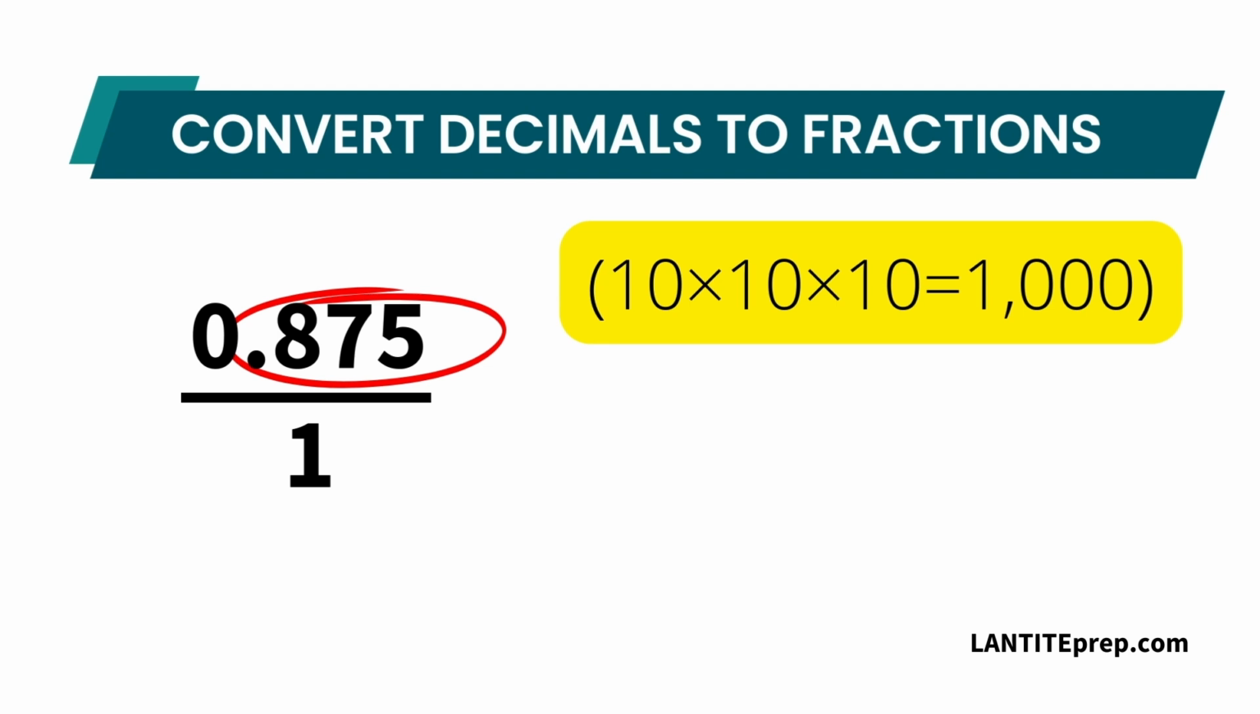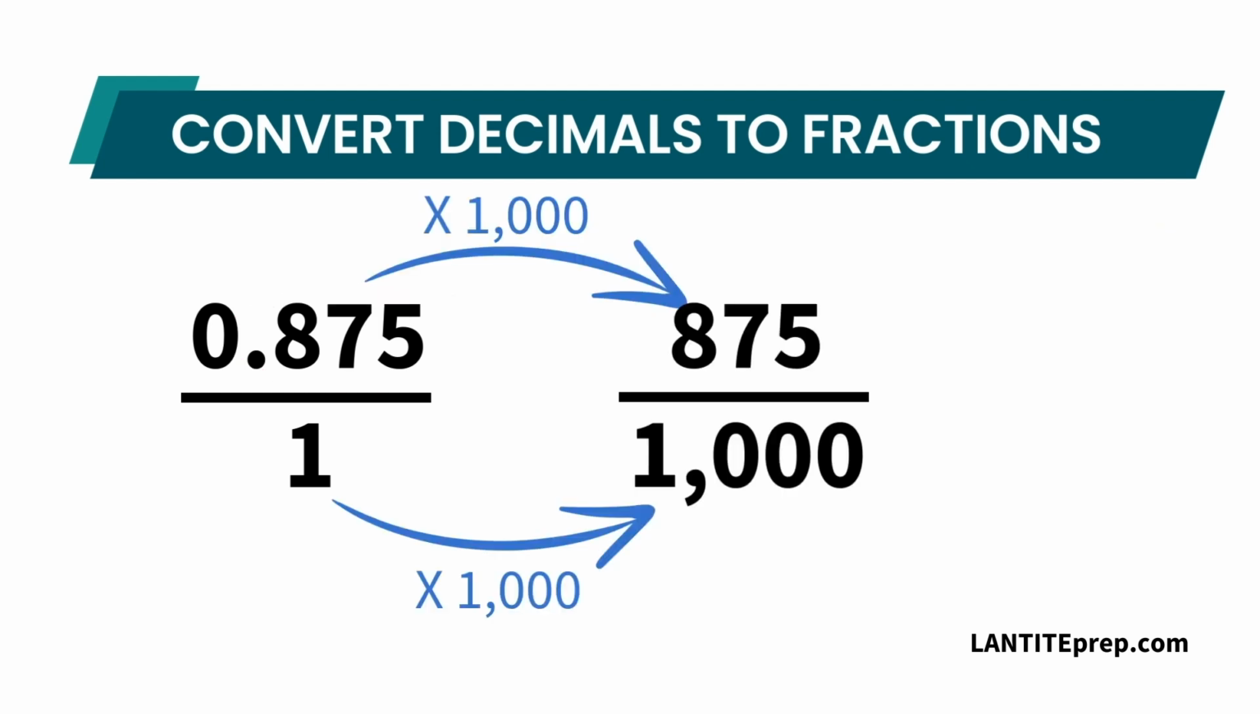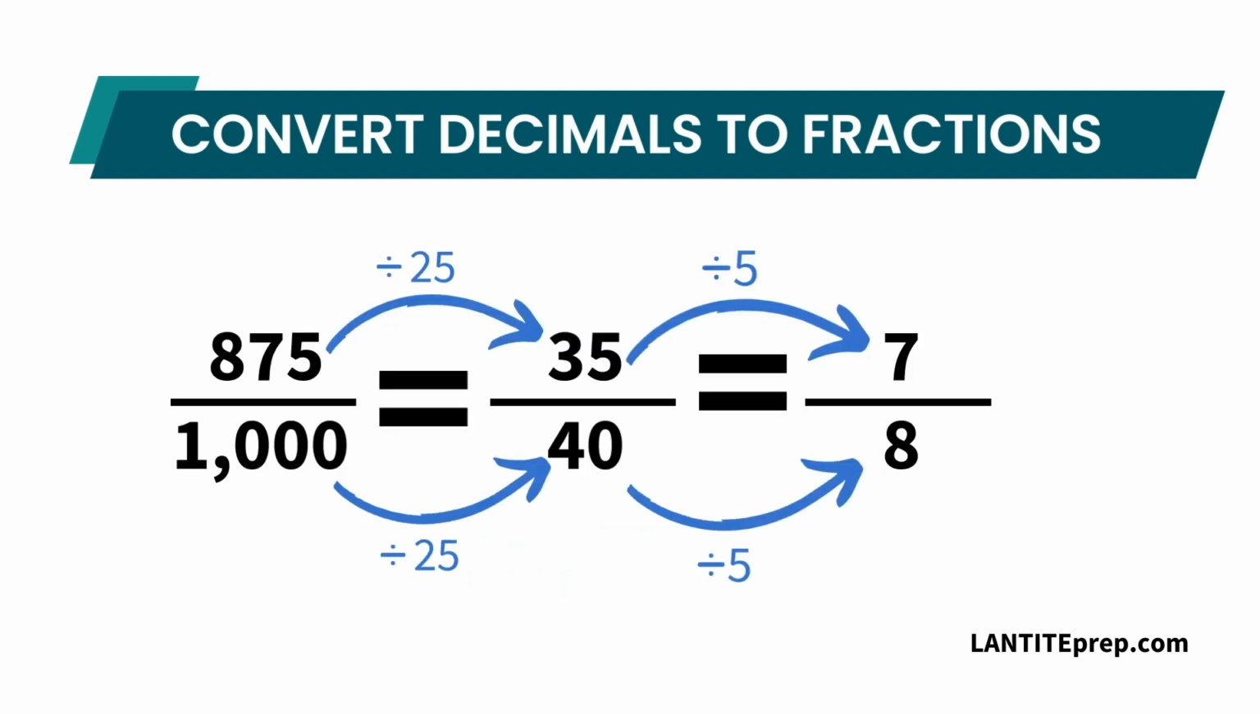So that's 10 times 10 times 10, which equals 1000, as the number 5 is in the thousands place value. Notice how this process turns the top number into a whole number. Now, it's time to simplify the fraction, which will give us 7/8, which we looked at similarly in the percents to fractions lesson. Nice work on that one.